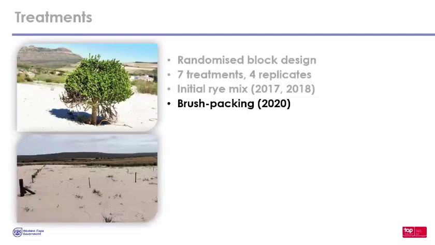To combat wind erosion, brush packing was done with branches from local Port Jackson trees in 2020, which also provided organic matter. Branches without seed pods were used to prevent the spread of this invasive species. Wind speed can reach 11 meters per second at Redelinghuys and Elands Bay, where signs of wind erosion were the most visible, as seen in these photos.